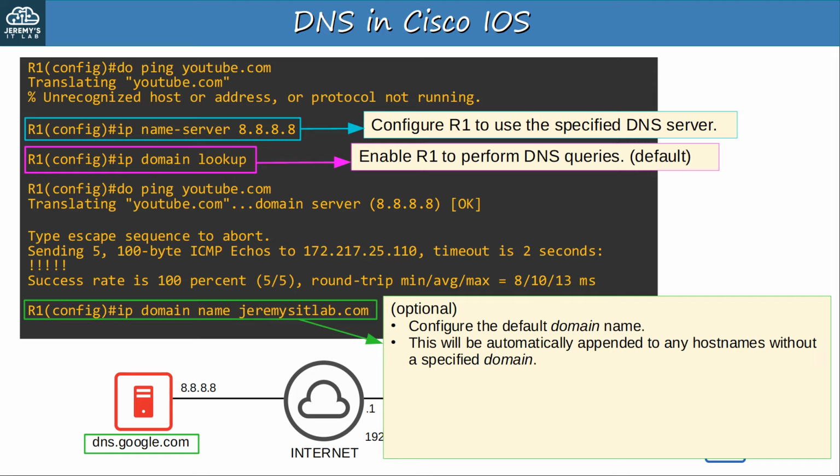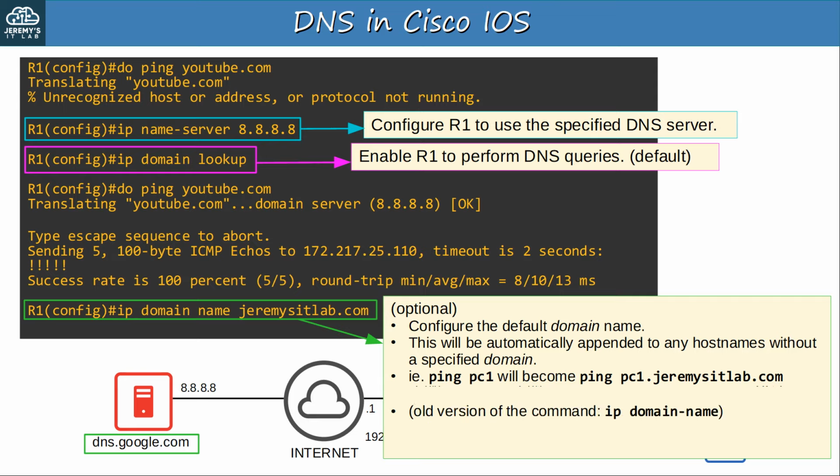When this command is applied, this will be a default domain name, applied to all host names without a specified domain name. For example, the command ping pc1 will actually become ping pc1.jeremysitlab.com. Like the ip domain lookup command, there is an older version with a hyphen between domain and name. That old version is still supported in modern IOS, so you can use either. I will cover this command in a later video about SSH. SSH is a protocol that can be used to connect to the CLI of a device to configure it, but a domain name is needed to enable SSH. I'll cover this command more in that video.